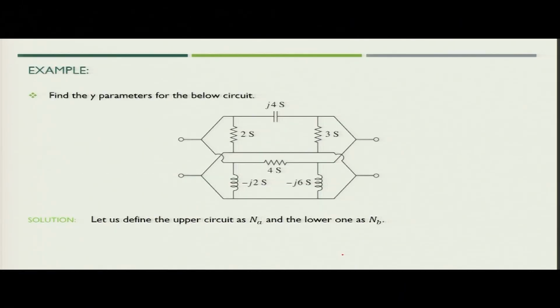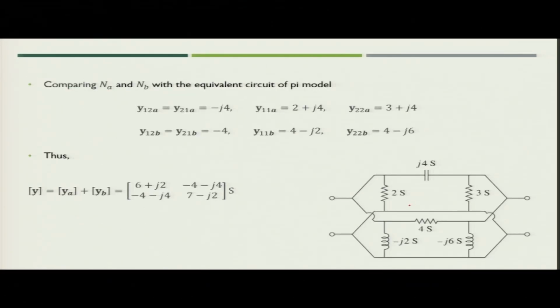Now, let us take another example where we need to find out the Y parameters of the circuit. If you see, these two port sub networks are connected in parallel. So, we can easily find out the Y parameters. What we can do is find the Y parameters of the individual sub networks. So, individual sub networks means one is this sub network and another is this sub network.